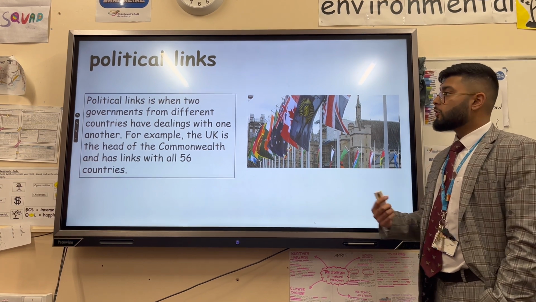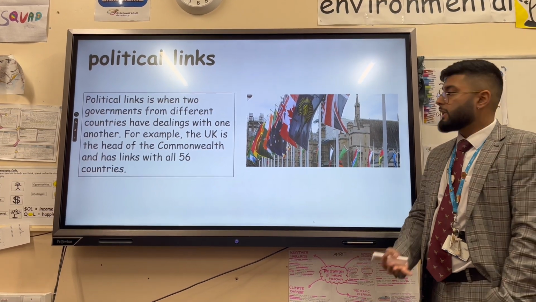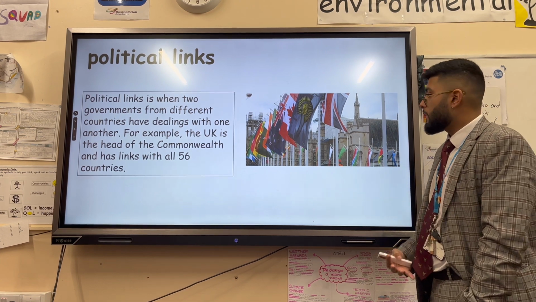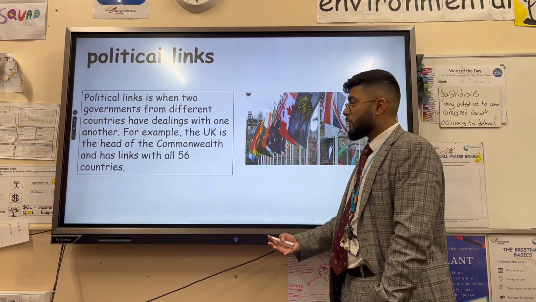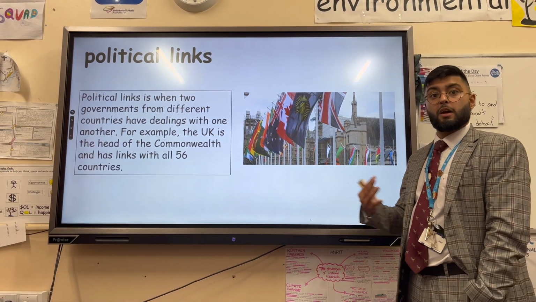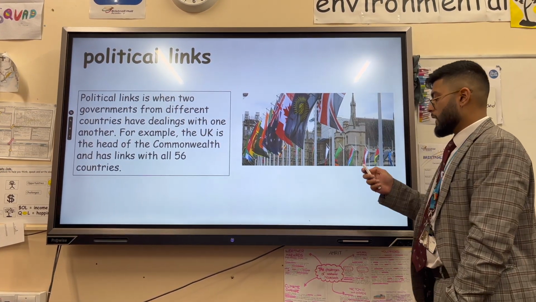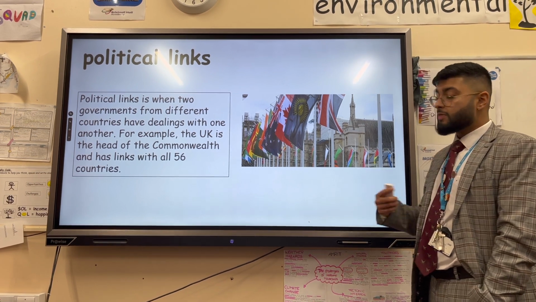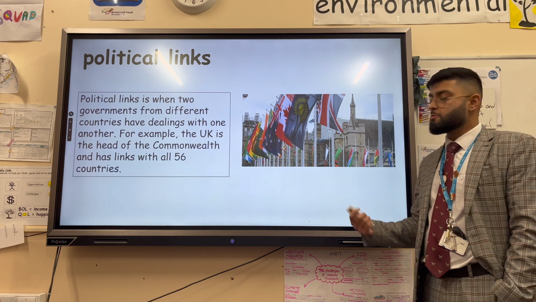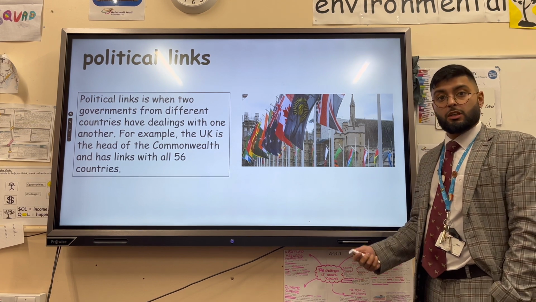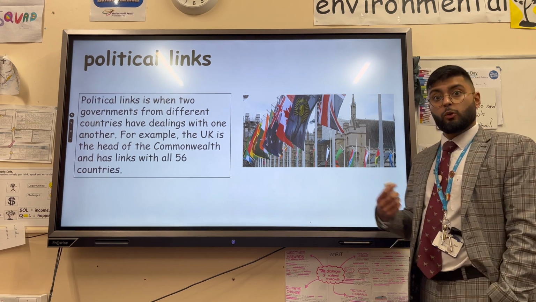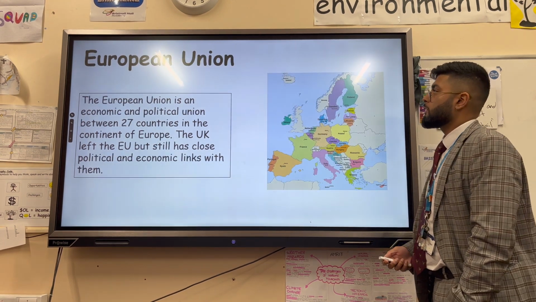Political links. So political links is when governments from different countries have links with one another or relationships with one another. For example, the UK is head of the Commonwealth, which is a group of countries that are all linked by their past under the British Empire. That gives us links with 56 countries. A really good example of that is the Commonwealth Games, which were held in Birmingham, where those 56 countries all came together to celebrate the Commonwealth, but also improve the economy.